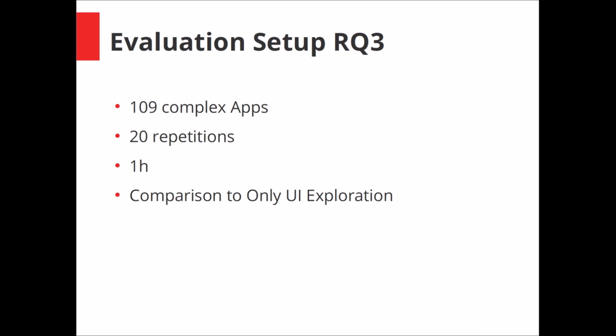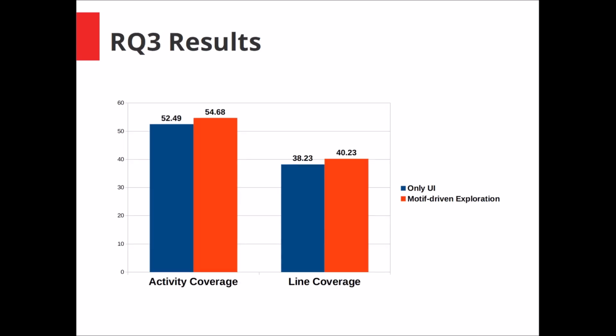We also executed the only UI configuration the same number of times and recorded both activity and line coverage. The results for RQ3 are given by the following bar chart. For both coverage metrics, the motif-driven exploration achieves roughly 2% more coverage than the configuration using only UI actions. Although the difference is obviously smaller than on the 10 apps used for RQ1, a 2% increase is still beneficial in the Android testing domain.